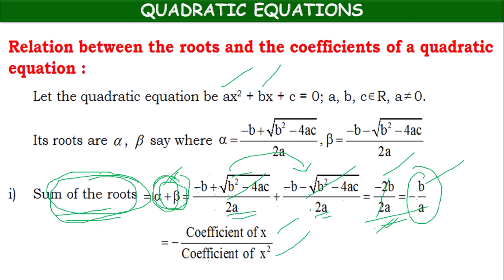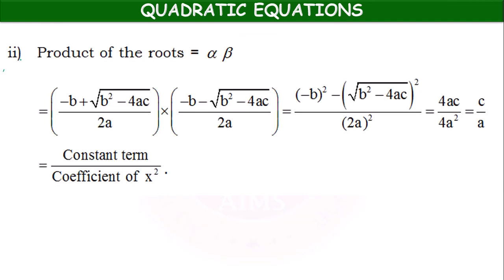In this way, we can relate the roots and coefficients. This is the first relation. In the same way, we have another relation, the second relation. For that, we have to take the product of roots, alpha beta. So minus b plus root of b square minus 4ac by 2a, into minus b minus root of b square minus 4ac by 2a. So we have to take the product.